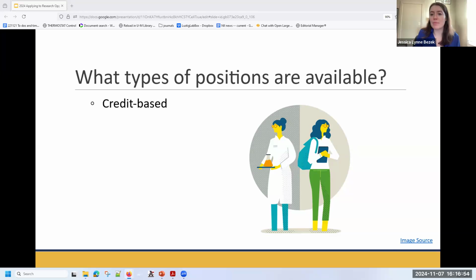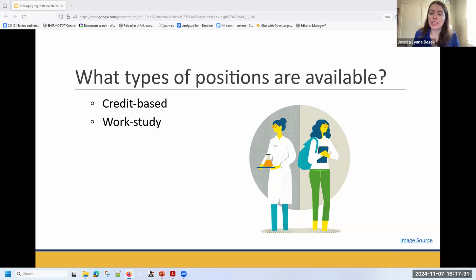So moving on to the types of positions that are available, we want to highlight that, especially in the undergraduate realm, there might be opportunities to get credit for research. So some labs will hire on research assistants, and in exchange for working in that lab, you will be enrolling in a specific course number and you'll be getting credit. Typically, there isn't really formal coursework. It's more so that you are being supervised by a lab manager or a grad student in that lab, and you are contributing to the research being done in that lab.